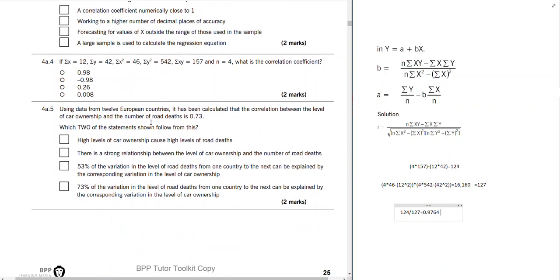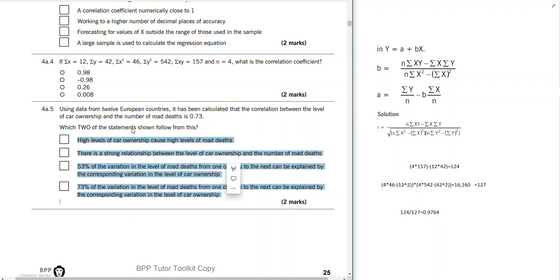Okay, which two of the following statements shown follow from above? Using data from 12 European countries, it has been calculated that the correlation between the level of car ownership and the number of road deaths is 0.73. So which two are correct? Remember, in questions like these, read all the options and then decide. High level of car ownership causes high level of road deaths. There is a strong relation between level of car ownership and number of road deaths.